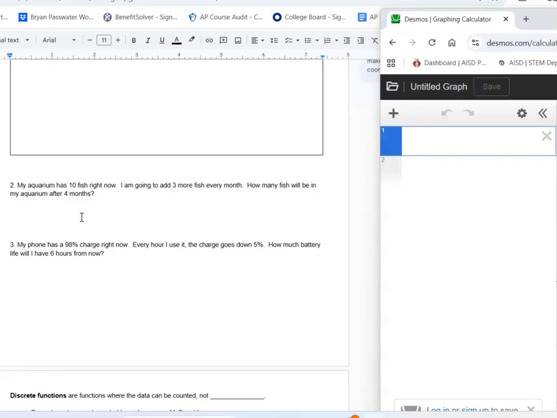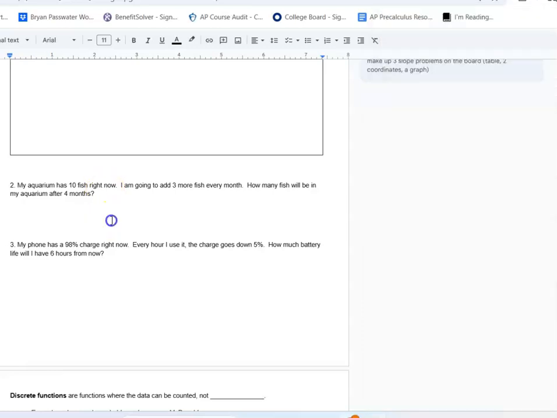My aquarium has 10 fish right now, and I'm going to add 3 more fish every month. How many fish will be in my aquarium after 4 months? This is a very simple, almost 5th grade level question, but it is a linear relationship, and that is really what we're learning today. In case you're wondering, the answer is 10 plus 3 times 4, and that's 22.